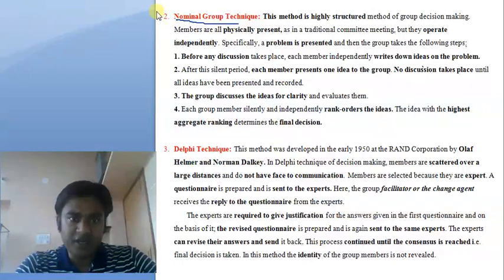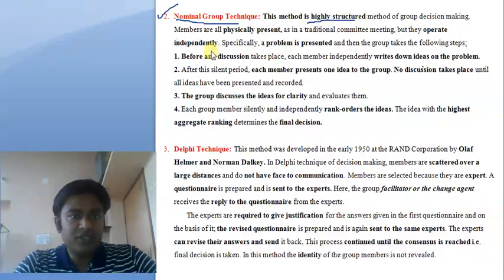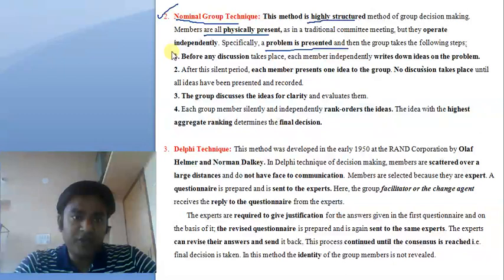nominal group technique. In this method, first of all, this is a highly structured method. The members are physically present. Here also, the problem is presented to the group members. When the problem is presented, the following four steps take place.